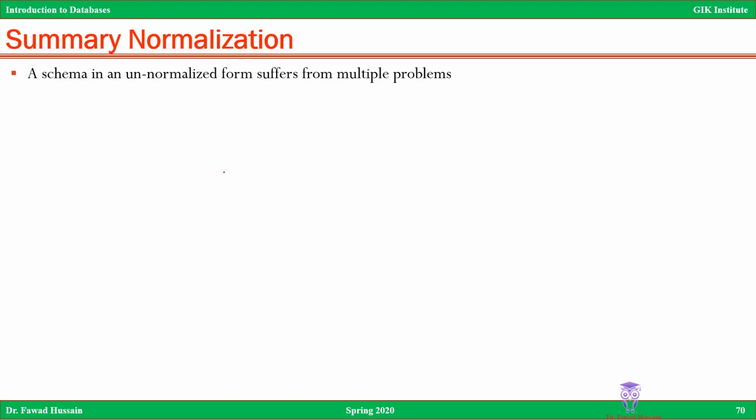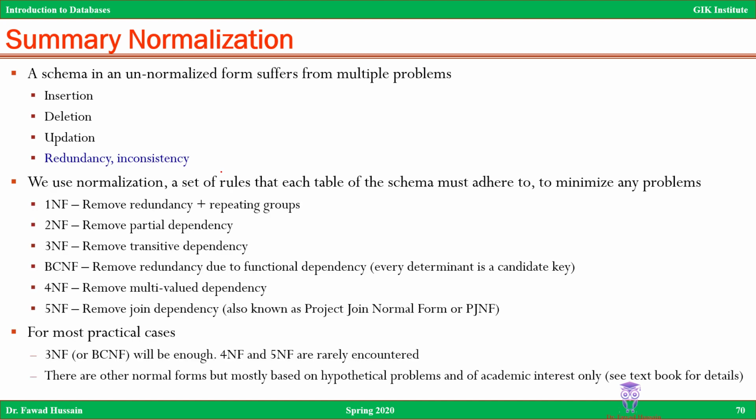So just to look at the summary, why we did the normalization. A schema in an unnormalized form suffers from multiple problems: the problem of insertion, deletion, updation, redundancy, and inconsistency. And if we look at the normal forms, then the first normal form means removing the redundancy and the repeating groups. The second normal form is removing the partial dependency. The third normal form is removing the transitive dependency. The Boyce-Codd normal form is removing redundancy due to functional dependency, and the fourth normal form is removing the multi-value dependency, and the fifth normal form is removing the join dependency.